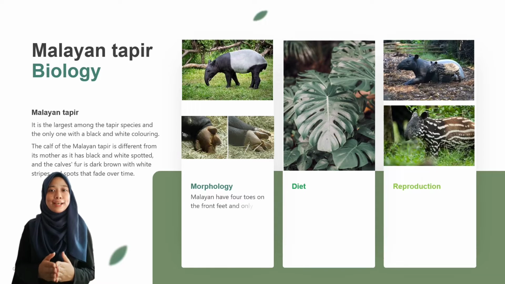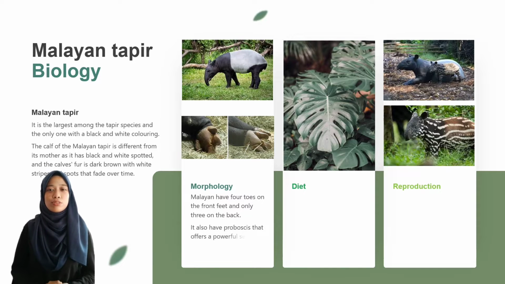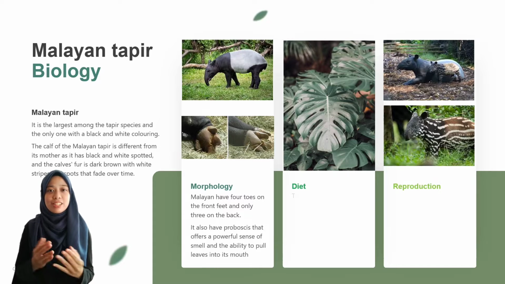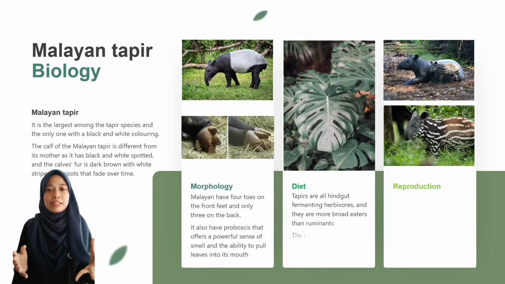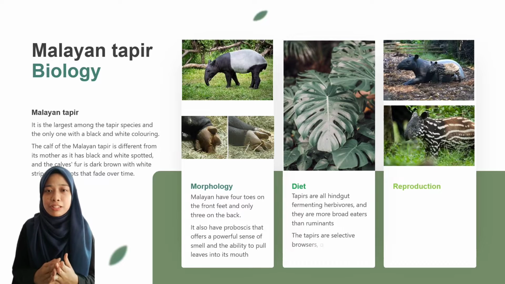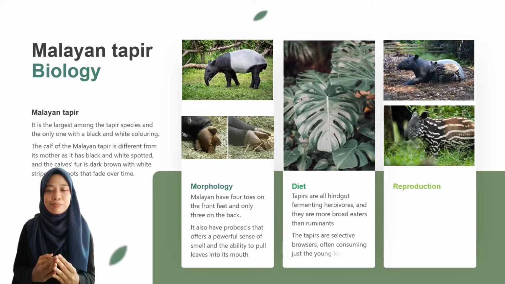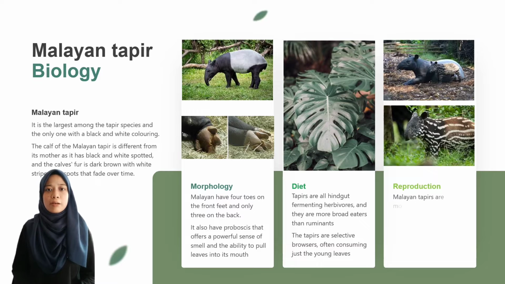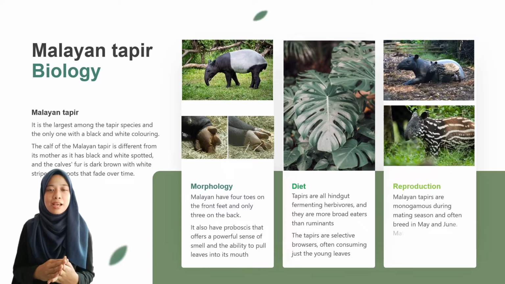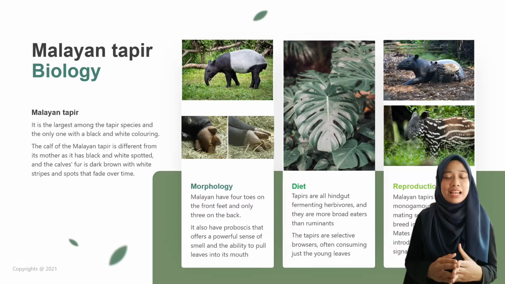For morphology, tapir has 4 toes on the front feet and only 3 on the back. It also has proboscis that offers a powerful sense of smell and the ability to pull leaves into its mouth. Tapirs are all hindgut fermenting herbivores and they are more broad eaters than ruminants. The tapirs are selective browsers, often consuming just the young leaves. As for reproduction, Malayan tapirs are monogamous during mating season and often breed in May and June. Mates are usually introduced through scent signal and sight cues.